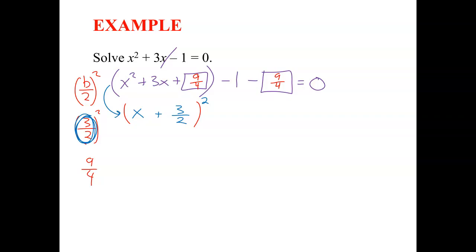Negative 1 minus 9/4. Yeah, you need common factors, subtract fractions. So minus 13 over 4 equals 0. So now we've completed the square. We've got our quadratic equation in vertex form. Okay? So now we can solve. Get our binomial by itself, so we're going to move the 13 over 4 to the other side. So we add 13 over 4.